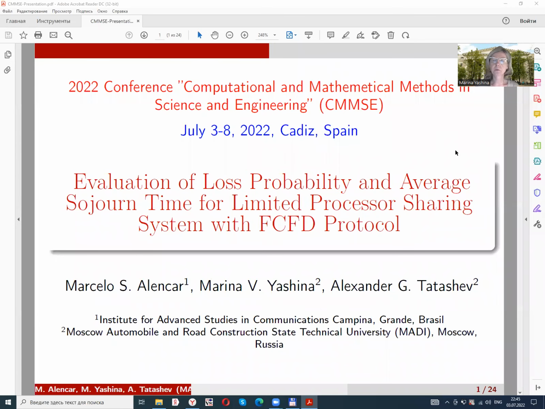Good day, dear colleagues. We would like to present our work: evaluation of loss probability and average sojourn time for a limited processor sharing system with FCFD protocol.